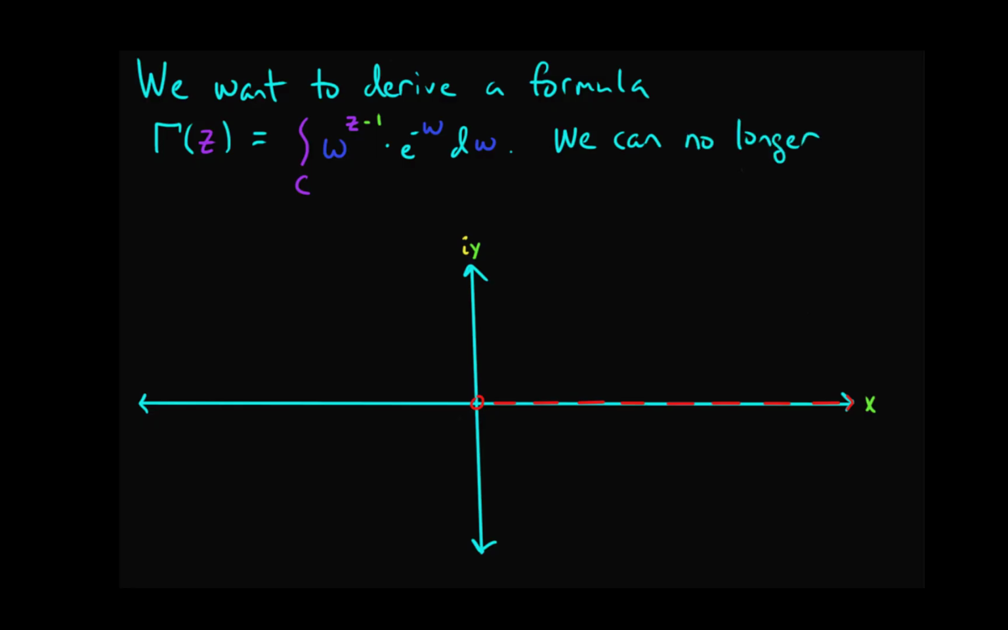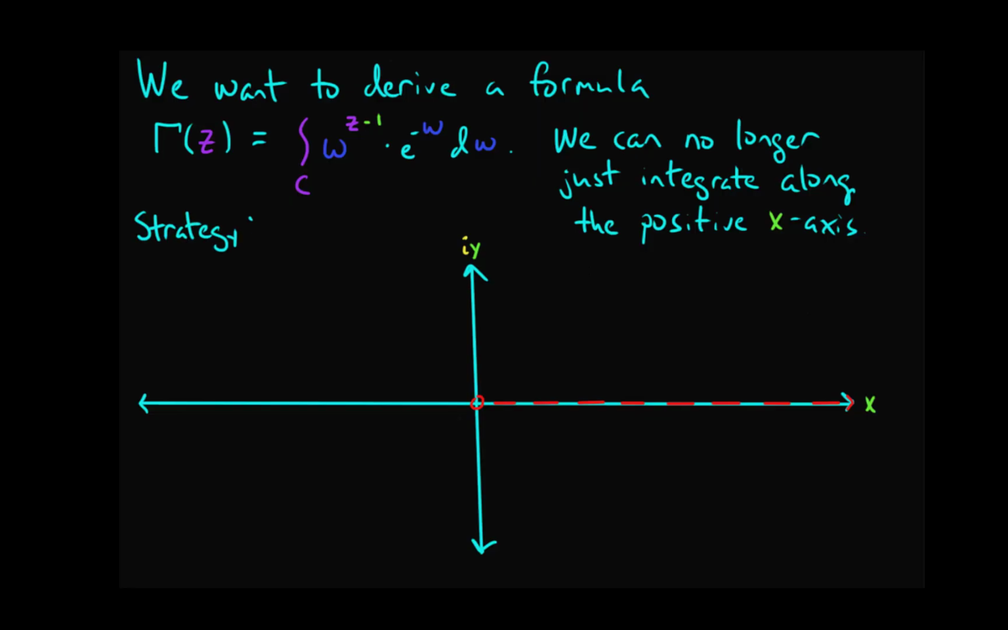Up until now, we've defined the gamma function in terms of an integral along the positive real line. But we can no longer do that because we put a branch cut there. We've made the function undefined on 0 and the positive real line. So how are we going to recover a definition for the gamma function having done that?